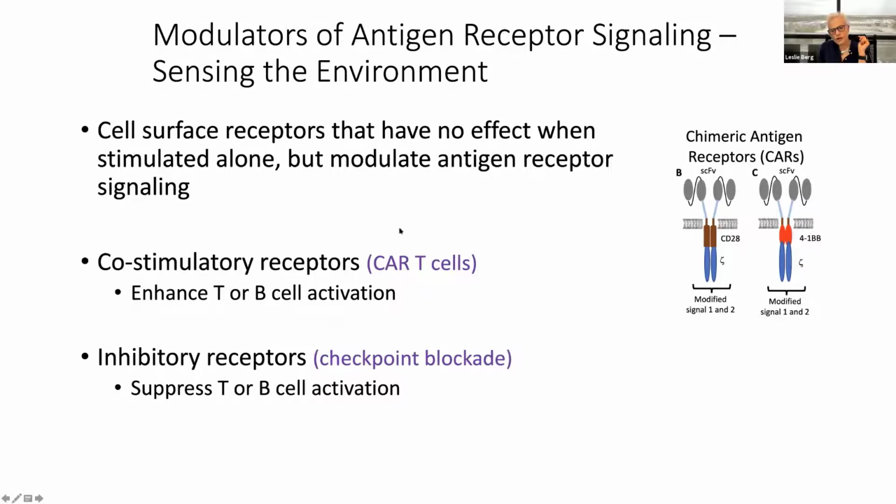But in addition to co-stimulatory receptors, there are inhibitory receptors. And these are also now heavily in the news in terms of cancer therapy. These are the targets of checkpoint blockade therapies. So these receptors suppress T or B cell activation.